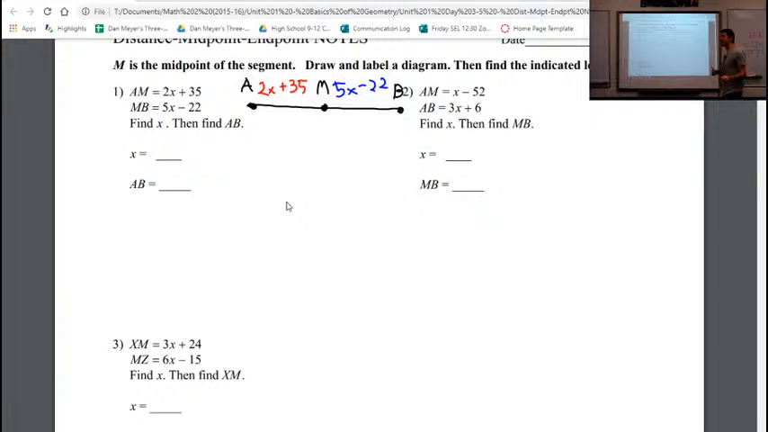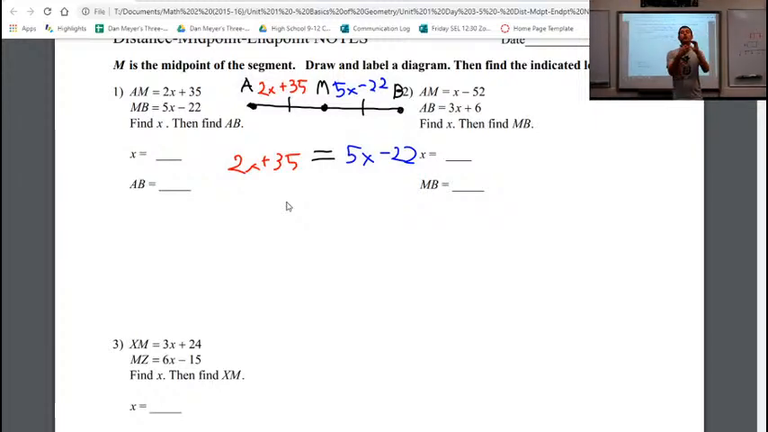And what we know is that because M is the midpoint, those 2 pieces have to be the same. And so we have this 2x plus 35 and this 5x minus 22. We know that those 2 have to be the same. So we're going to set them equal to each other. In other words, here's the marking we can make in the diagram. Or we can say segment AM is congruent to segment MB.